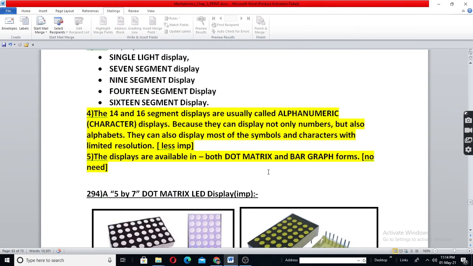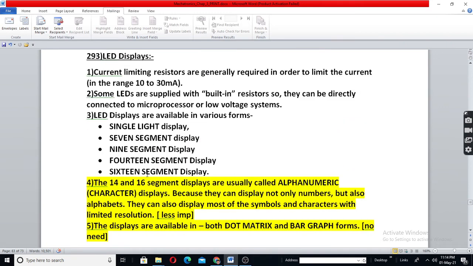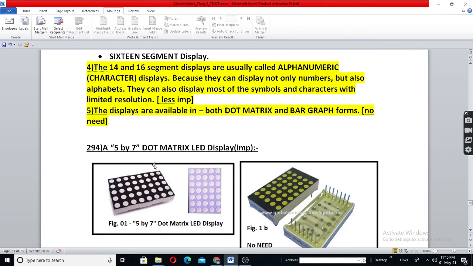Next is a 5 by 7 dot matrix display. These are not dot matrix. These are the segments, which have common anode or common cathode type. For a single light, there is only one anode and one cathode. But for 7 segment and the others, you have common anode and common cathode types. Next is dot matrix LED. This is a 5 by 7.